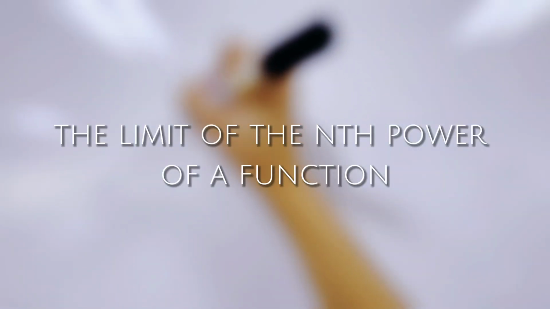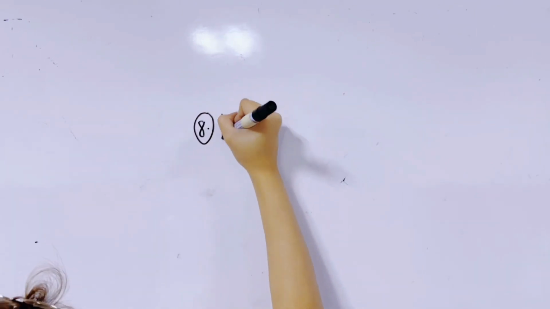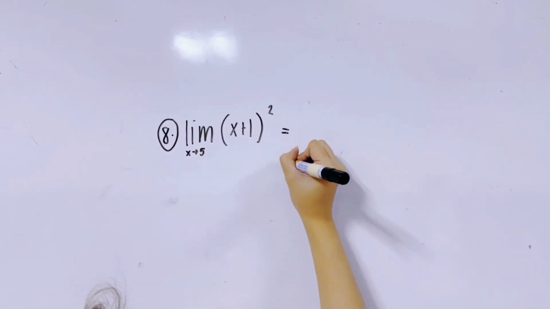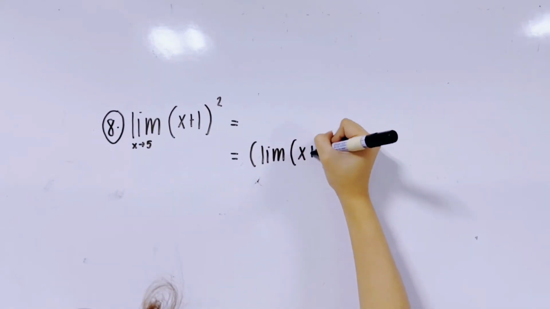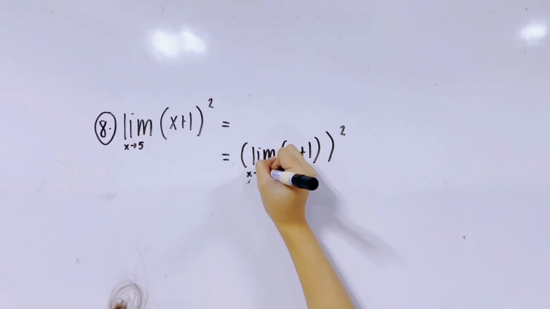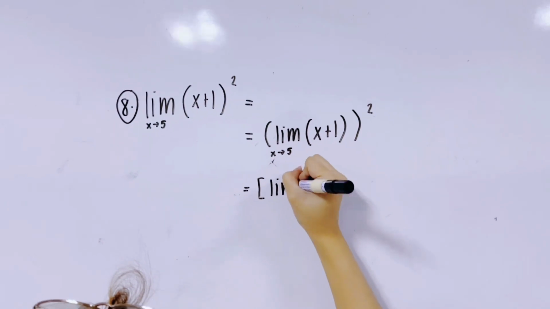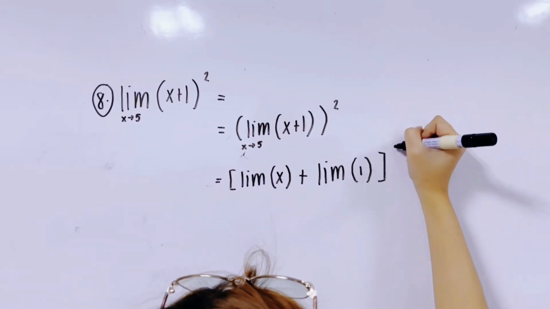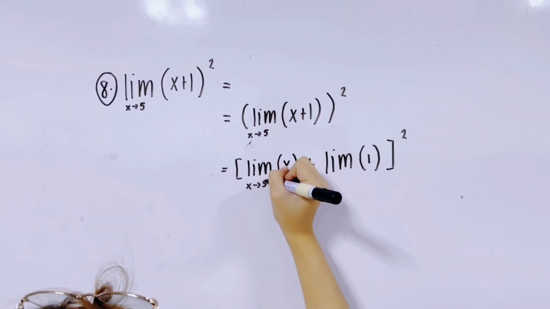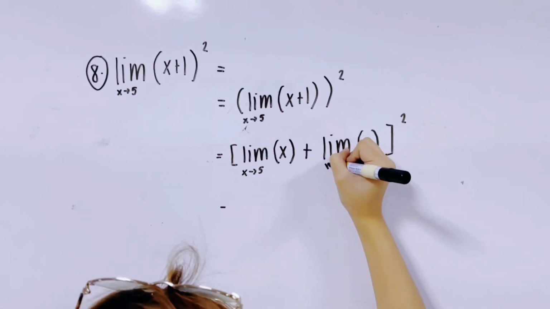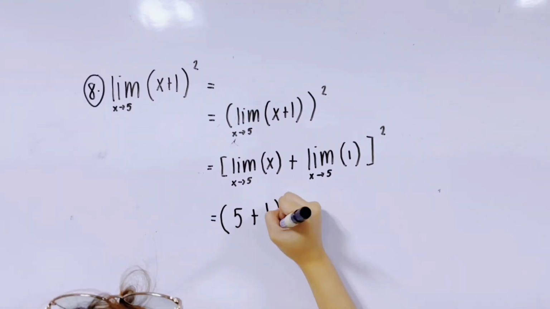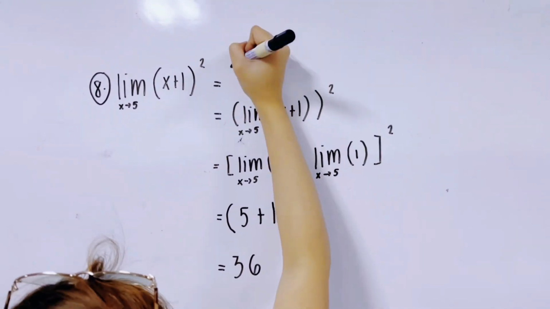The limit of the nth power of a function. Number 8. The limit of x plus 1 squared as x approaches 5. First, we enclose it in parentheses. Next, using the theorem of the limit of the sum of two functions, it will become the limit of x as x approaches 5 plus the limit of 1 as x approaches 5, squared. Now we apply theorem 2, which is the limit of the identity, and theorem 1, which is the limit of a constant, so it's 5 plus 1 squared, which is equal to 36, hence the answer is 36.